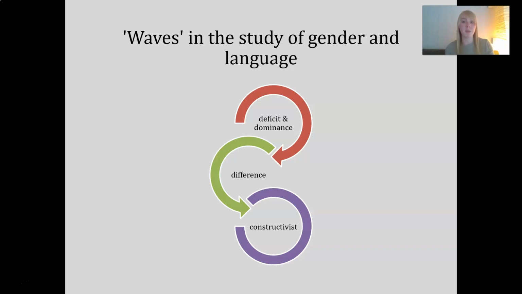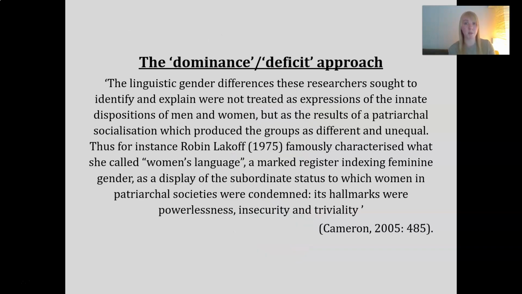So we can see that we start, back in the 1970s, with the deficit and dominance approach. We then moved for a period of around 8 to 10 years in this area of research into talking more about difference than deficit or dominance, and we've now moved into what I refer to as a socially constructivist way of talking about gender. So I'm just going to spend a little bit of time talking you through these three things now.